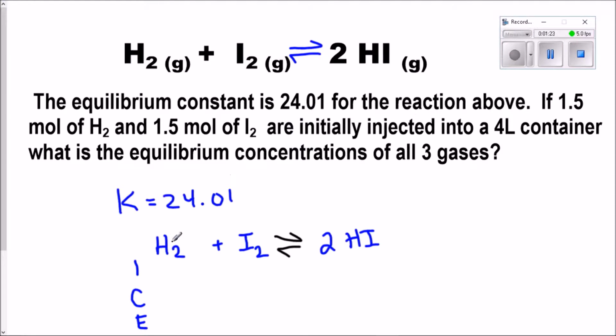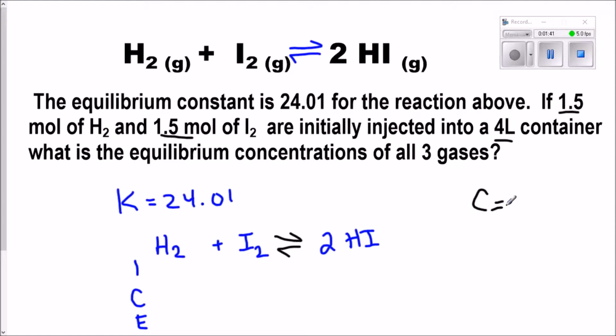So we have some values here. I've set up our ICE table, which stands for initial, change, equilibrium. We only know anything about the initial row. Now first of all, I can't just put these moles in there, the 1.5 moles. I have to turn them into a concentration, and since they're gases, they take up the whole volume.